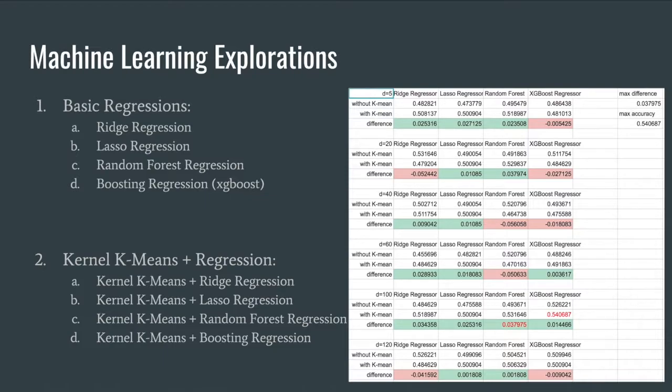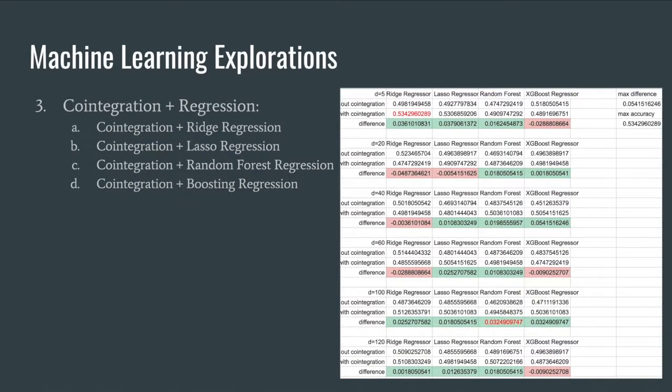And then we added kernel k-means to the regressions to find the strongly correlated data with our target data, and the results are shown on the right-hand chart. The green shaded parts are where adding the kernel k-means increased the prediction accuracy, and the red shaded parts are where adding it decreased the prediction accuracy. The maximum increase we got was 3.79%, and the maximum accuracy we got was 54.0%.